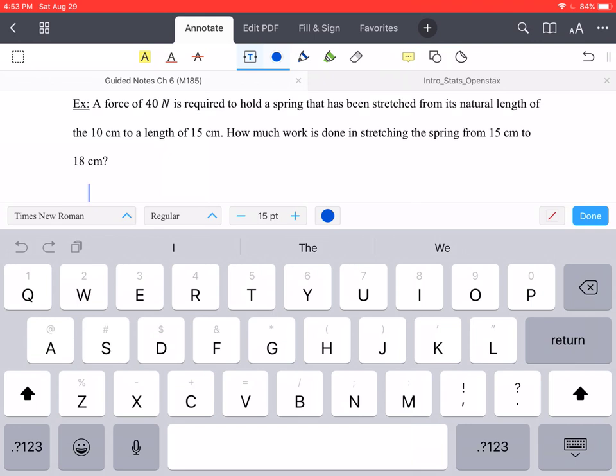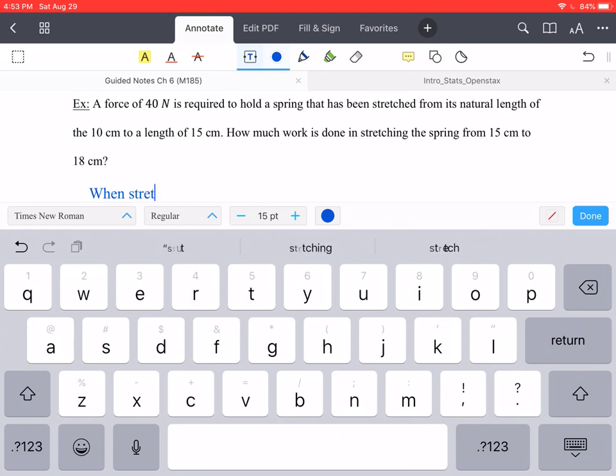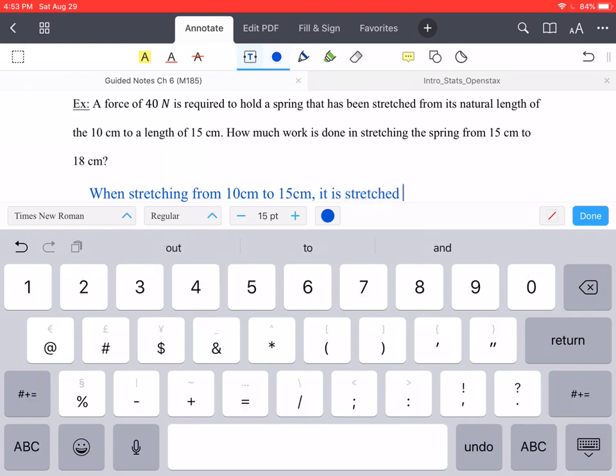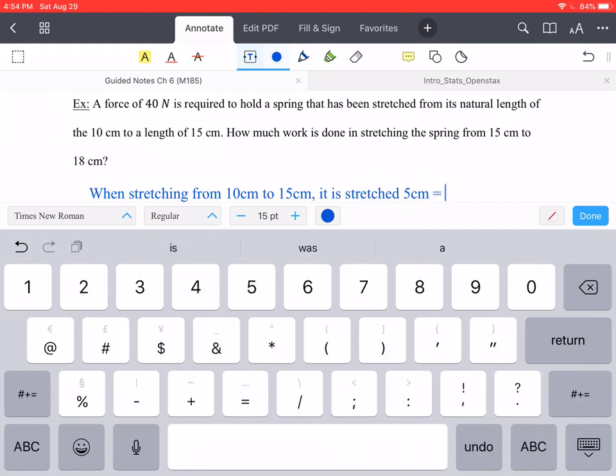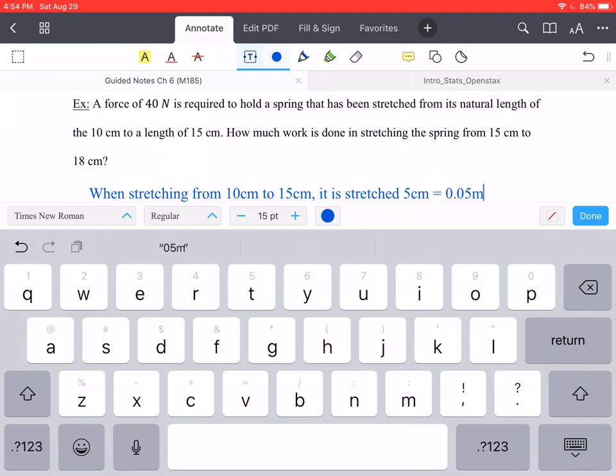So let's talk about what we know. When stretching from 10 centimeters to 15 centimeters, it is stretched 5 centimeters, 5 centimeters above its normal length. One thing I do need to mention, though: in the context of this formula, Hooke's law is in terms of meters, not centimeters. So we're going to convert these centimeters into meters, and it's 0.05 meters. Just bear that in mind. You'll need to do that.